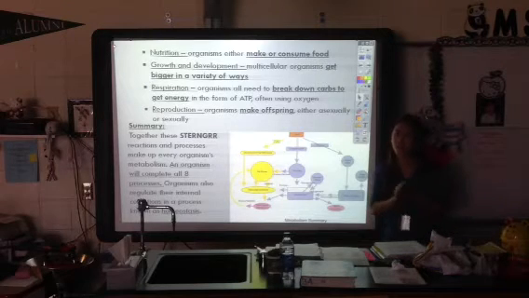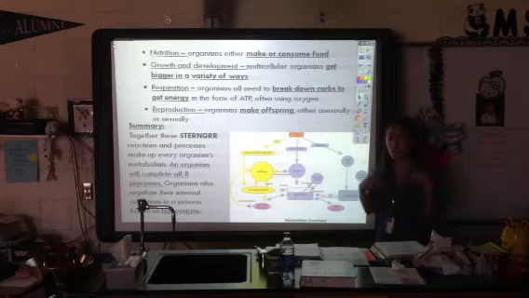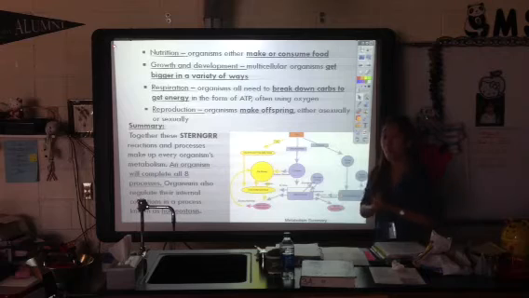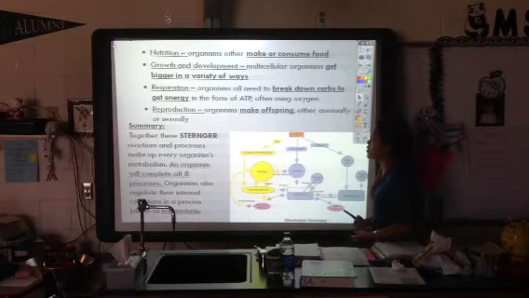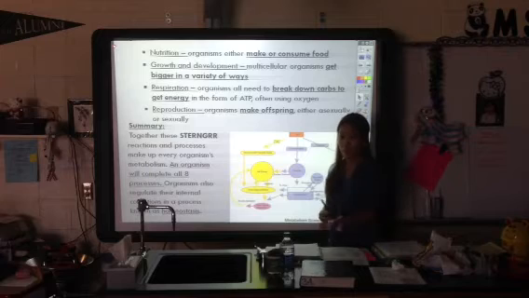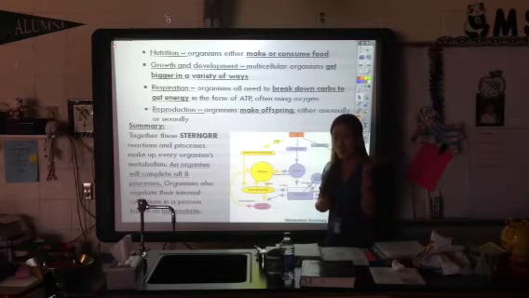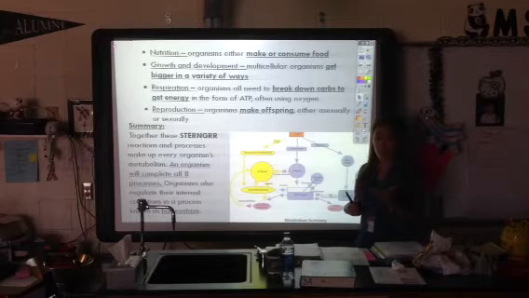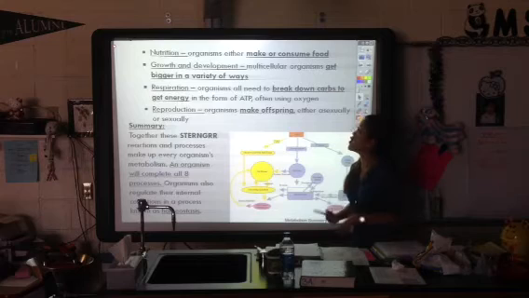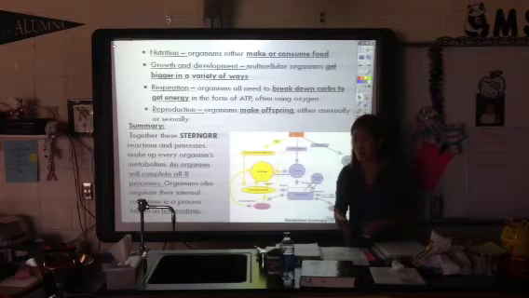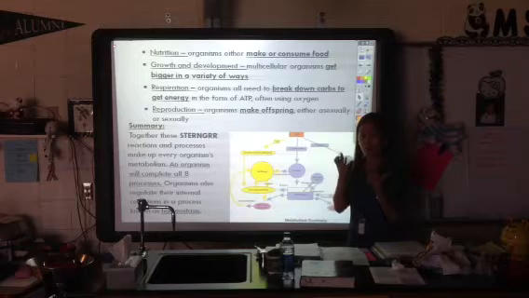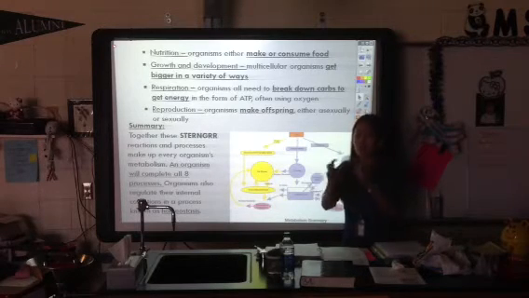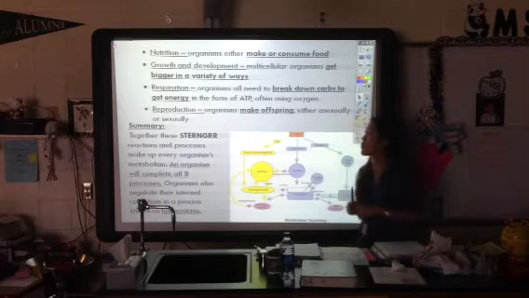So the next STERNGRR process or function that all living things perform is nutrition. All organisms either need to make or consume their food. So organisms like plants make their own food. They use sunlight and photosynthesis to make their own food. Or organisms like animals, and even things like a mushroom, a fungus, will actually have to consume food. Not all animals are going to have a mouth like we do, but they're still technically eating food or breaking down molecules to use as food.